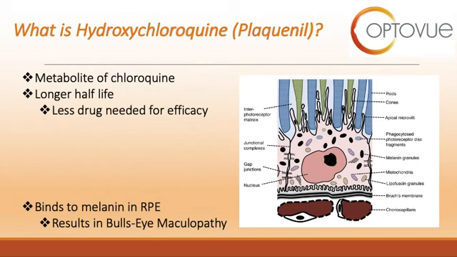Hydroxychloroquine's mode of action requires that it binds to melanin in the retinal pigment epithelium. That is why, clinically, we see the manifestation of bullseye maculopathy. So if you recall the retinal anatomy, right above Bruch's membrane we have the retinal pigment epithelium. The retinal pigment epithelium is made up of melanin, or pigmented cells. So when we take Plaquenil, it binds to the melanin granules, and that is why, again, we see a clinical manifestation of bullseye maculopathy.